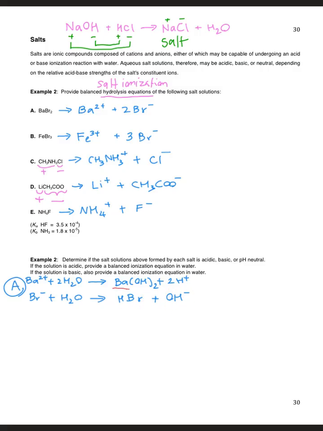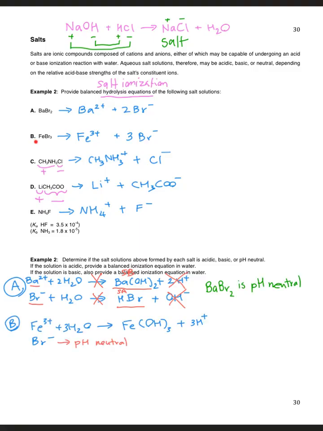The barium hydroxide is a strong base, and hydrobromic acid is a strong acid. Therefore, this reaction will not occur, which means that it will not produce protons or hydroxide ions, which means that both barium ions and bromide ions are pH neutral. Therefore, the barium bromide salt is a pH neutral salt.